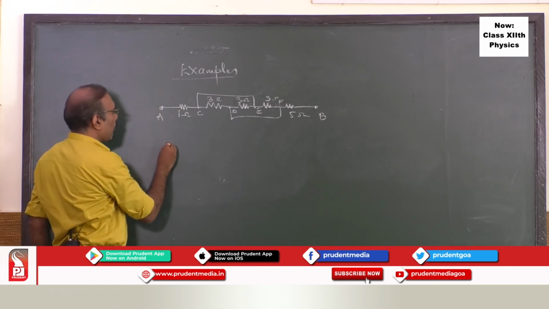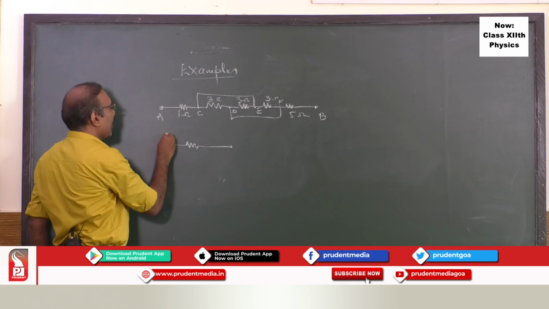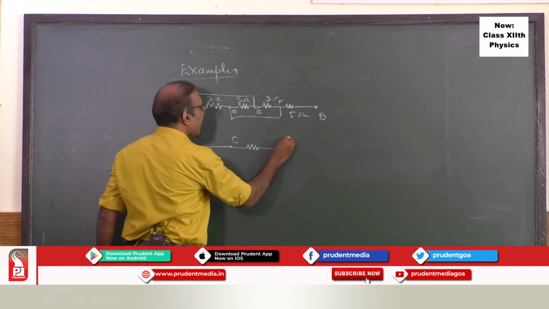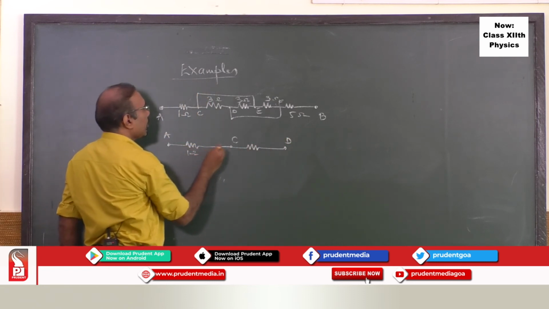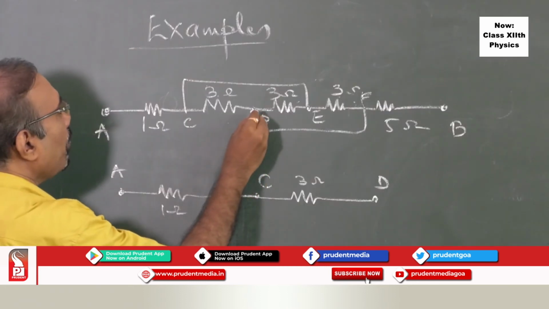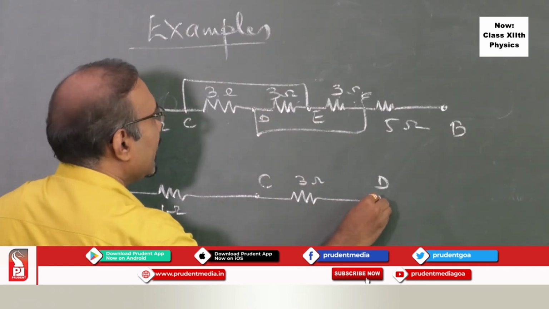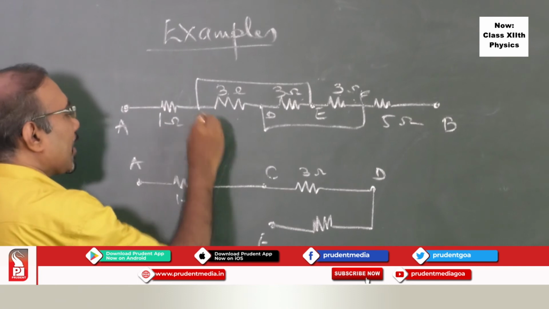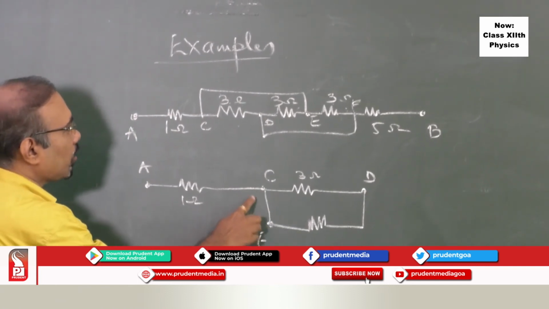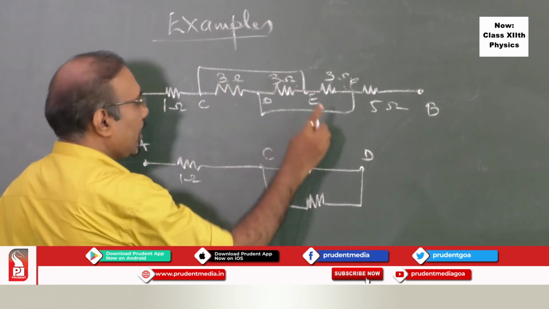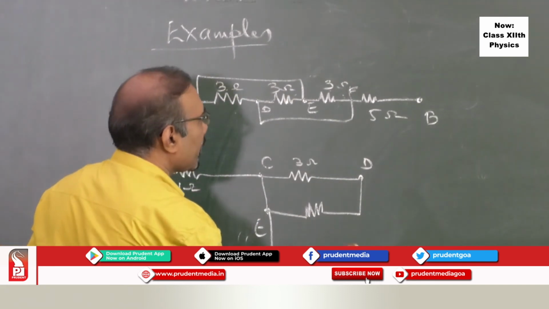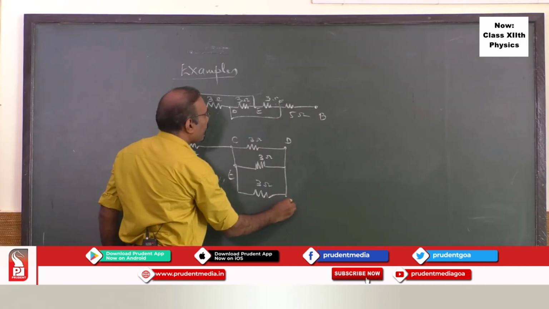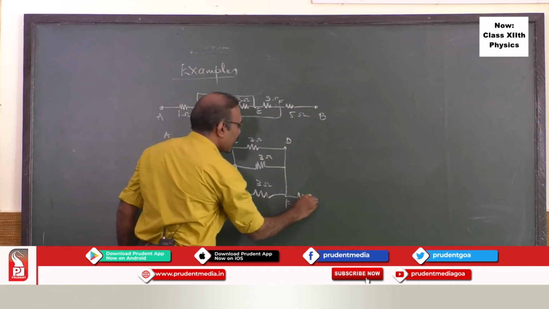Okay, let me start from this point. From A to C, I have one resistance. From C to D, I have another resistance. This is 1 ohm, this is 3 ohm. From D to E, there is another resistance. This is E, but E is connected to C. From E, there is another resistance of 3 ohm. This is 3 ohm. This is 3 ohm. This is F. From F, there is another resistance, and this is D.